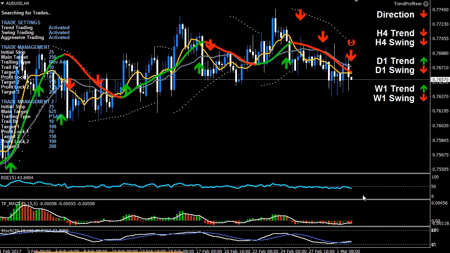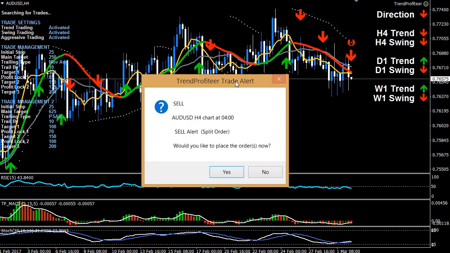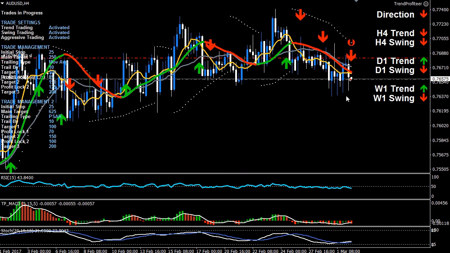The RSI is down. The MACD is below the zero line, so price is under pressure. We've got price below the fast moving average, which is below the slow moving average. So all the indicators are in place that tell me that price is under pressure and that it may fall. So I'm going to take that trade. And as you can see, it's as simple as that.